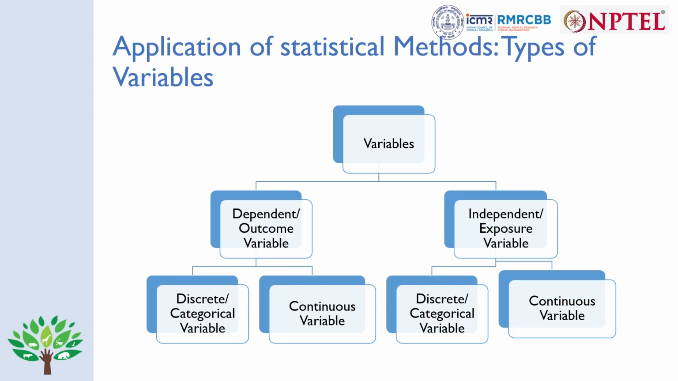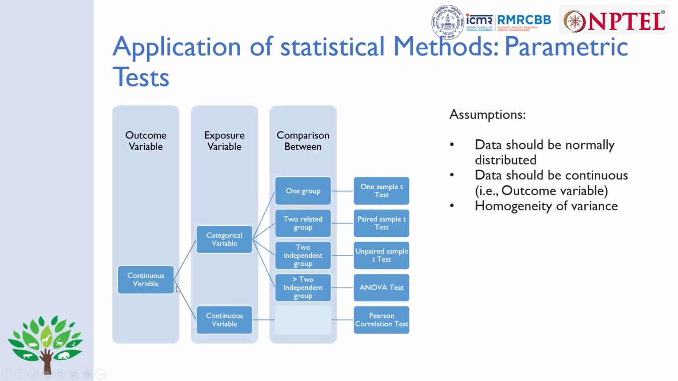So these are the variables I have discussed now. It can be a dependent variable or outcome variable, and an independent variable or exposure variable. The dependent variable can be a discrete or categorical variable, or it can be a continuous variable. Similarly, the independent variable can also be a categorical variable or a continuous variable. Now look at this picture. If the outcome variable is a continuous variable, and the exposure variable is a categorical variable or a continuous variable, then based on the comparison, how many groups are we comparing?